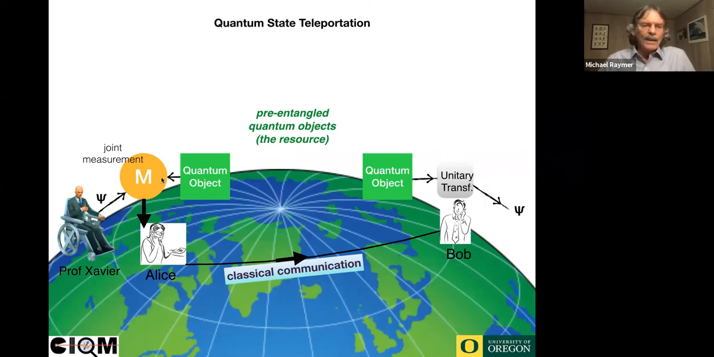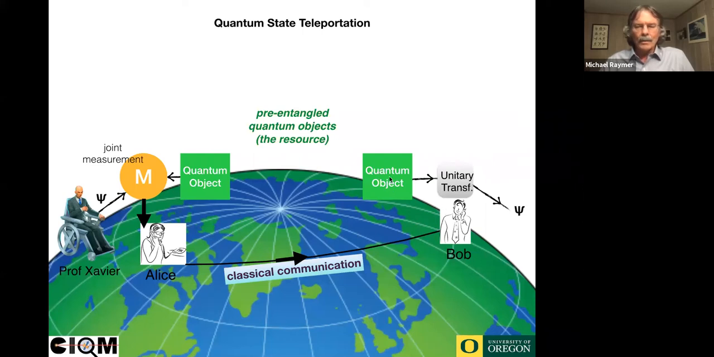So then what Alice does is she sends this object into this measurement device along with the professor's object. And then Alice makes a measurement of the joint properties of these two objects. That measurement does not tell her what the state of this object is. Then she calls Bob up on a telephone with classical communication and tells Bob some information about what she observed in this measurement.